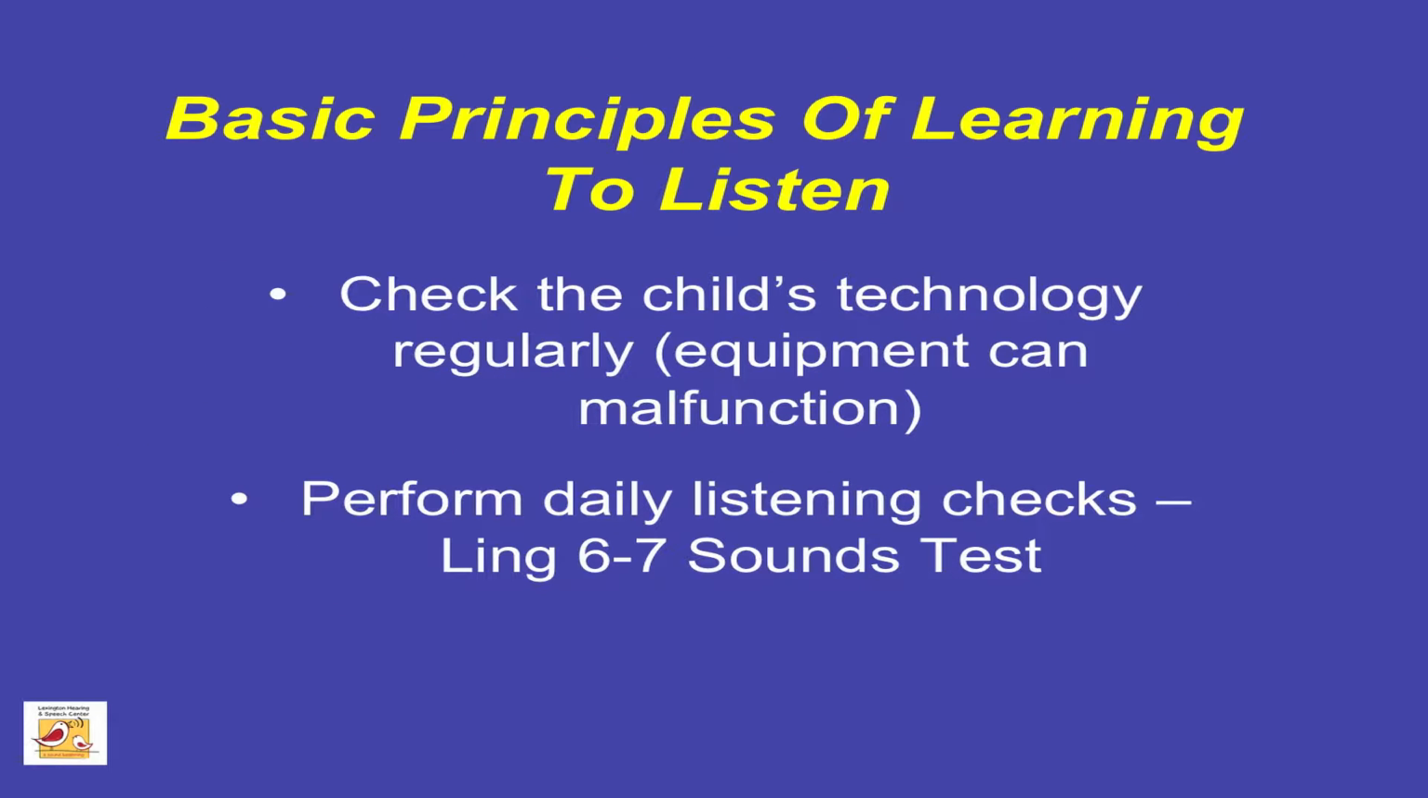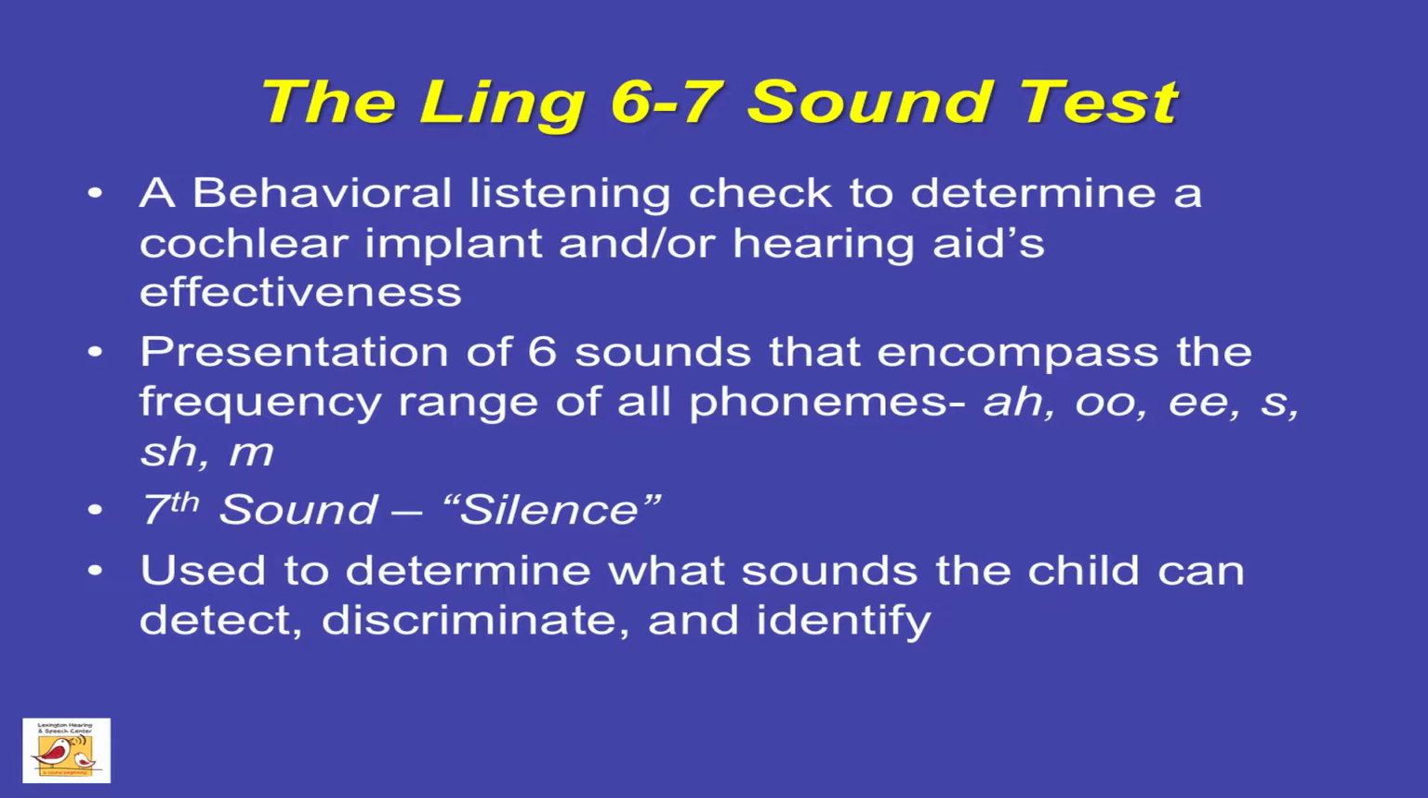Another basic principle of learning to listen is checking the child's technology daily and performing daily listening checks with the Ling 6-7 sounds test. What is the Ling 6 sound test? It is a behavioral listening check to determine a cochlear implant or hearing aid's effectiveness. 6 sounds are presented: the ah, oo, e, s, sh, that encompass the whole frequency range of all speech sounds. The 7th sound is silence. This is used to determine what sounds the child can detect, discriminate, and identify.